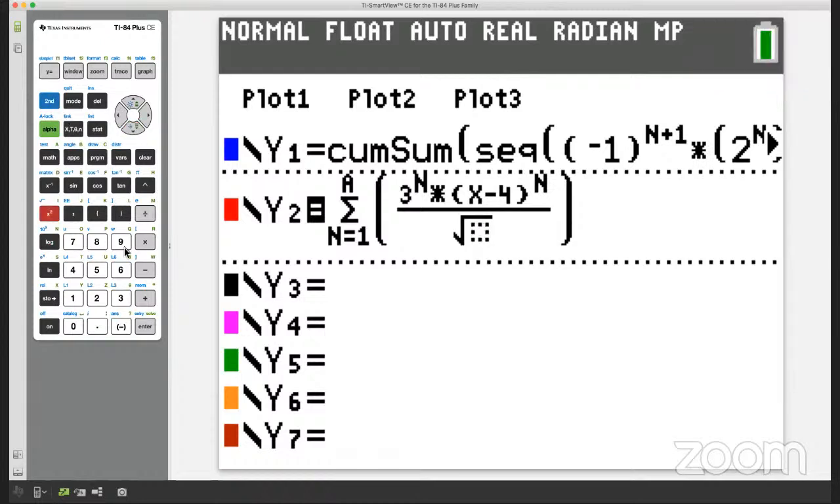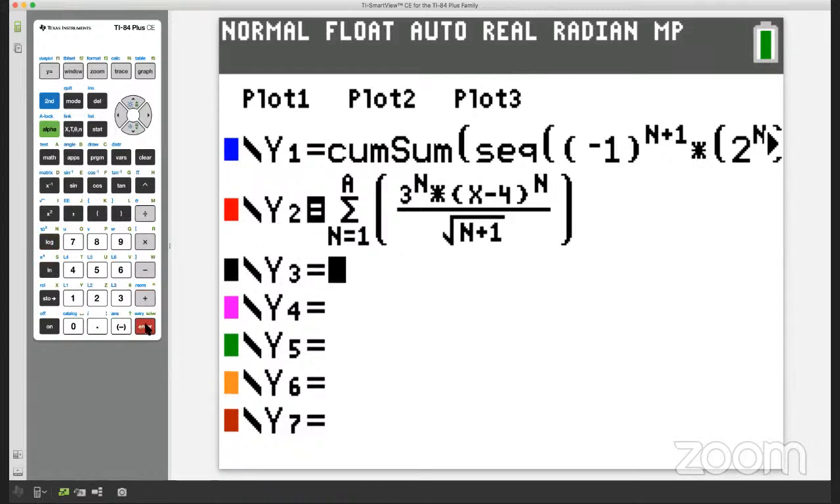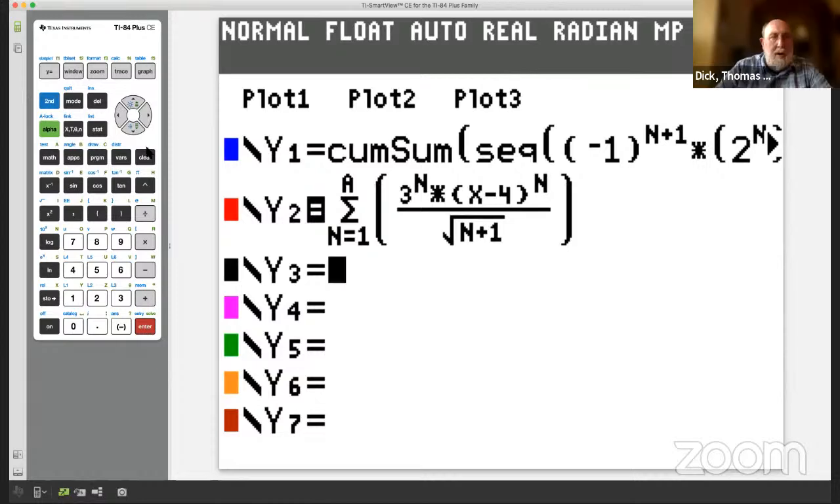Now, everybody's probably wondering, hey, if I hit graph right now, nothing's going to happen, right? We got A is stored as a variable. It's got 0 stored in it. N has got, we got a mess here. But if you choose the apps key, hit the apps key for me.